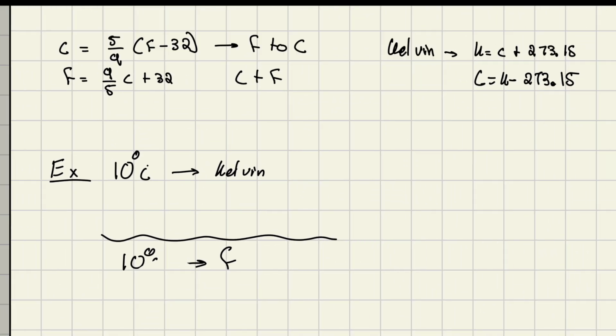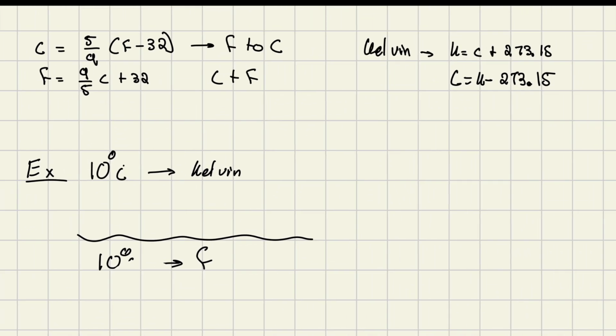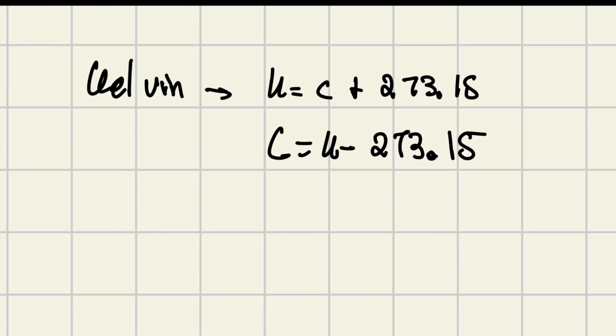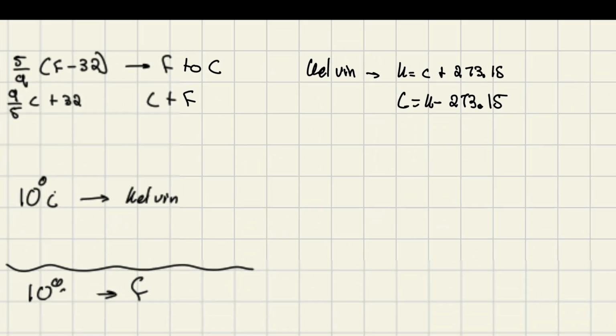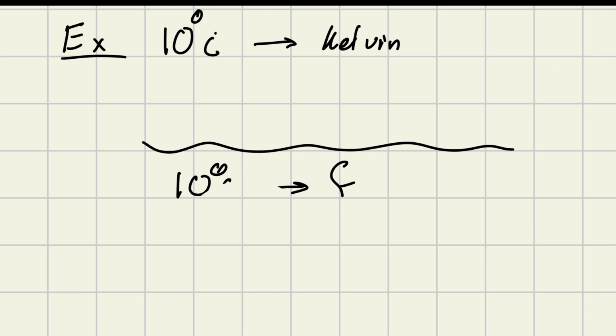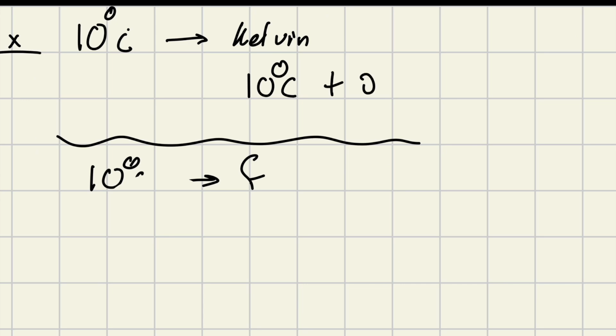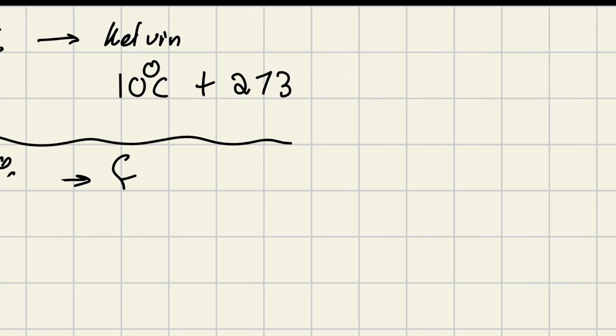So if we want to go from Celsius to Kelvin, let's see how we want to do this. So we want to say, oh, look at there, Kelvin will equal some degree in Celsius plus 273. So we would do 10 degrees Celsius plus 273 equal to 283.